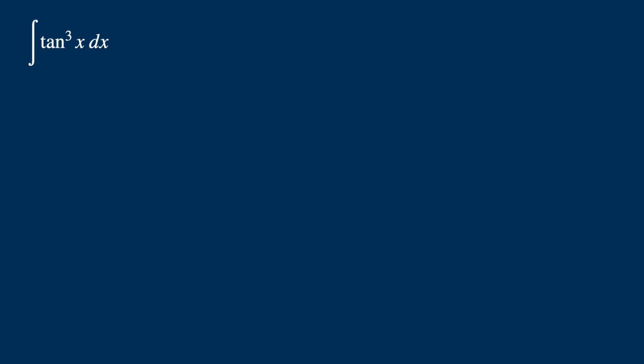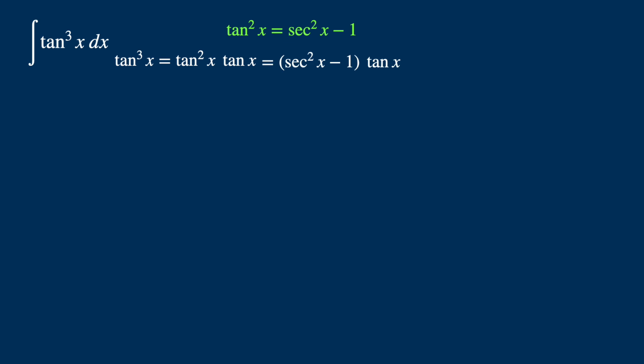There is no secant x. So the first step is we separate the cube. That's going to be tangent squared x times tangent x. So then what are you going to do? We're going to use the identity: tangent squared x equals secant squared x minus 1. That's going to be secant squared x minus 1, times tangent x. Distribute: secant squared x times tangent x minus tangent x.